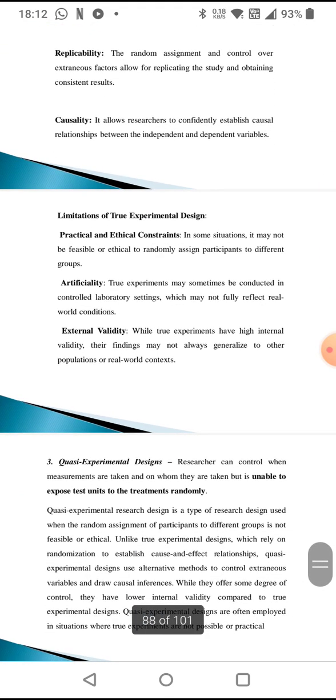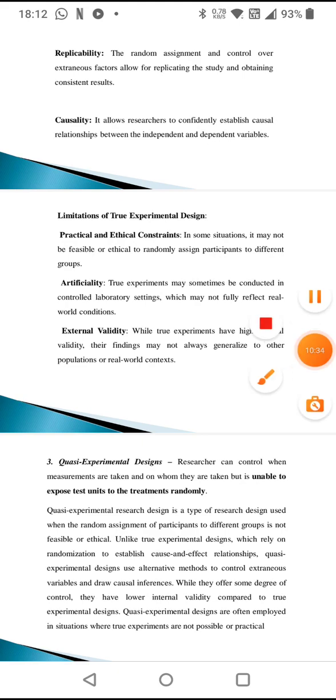Next, coming to the limitations of the experimental design. Yes, coming to the limitations, they are expensive, practical and ethical constraints are there, artificiality and external validity. True experiments have high internal validity, so their findings may not always be generalized to the external environment apart from the internal factors. So that is one there. And it may not be feasible or ethical to randomly assign participants to different groups. And true experiments may sometimes be conducted in controlled laboratory settings which may not fully reflect real world situations.